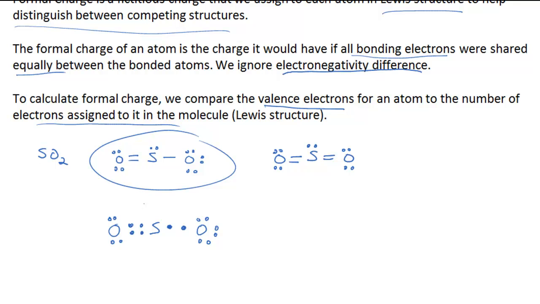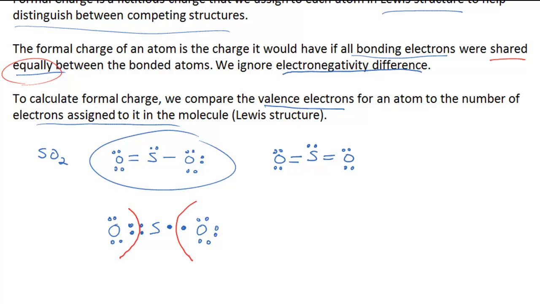Okay. Now we're going to divide those equally. So that was the second statement up here. The bonding electrons were shared equally between the bonded atoms. We ignore electronegativity. Oxygen is more electronegative than sulfur, so oxygen has a stronger attraction for those electrons in that bond. They aren't shared equally. But in terms of formal charge, we're going to divide them up equally. Okay? So of the double bond, 2 electrons go to oxygen, 2 to sulfur. Of the single bond, 1 to each.